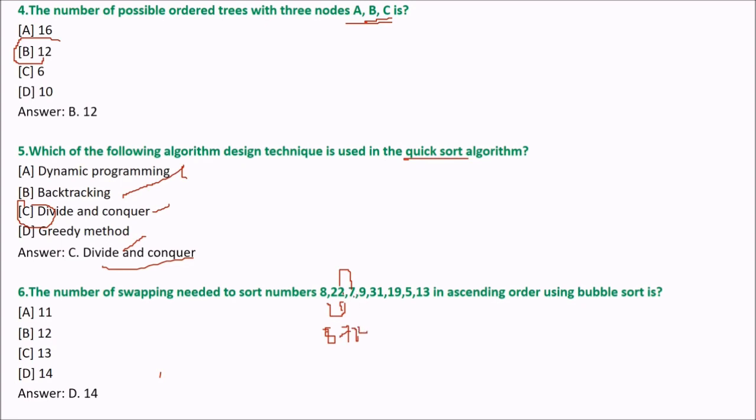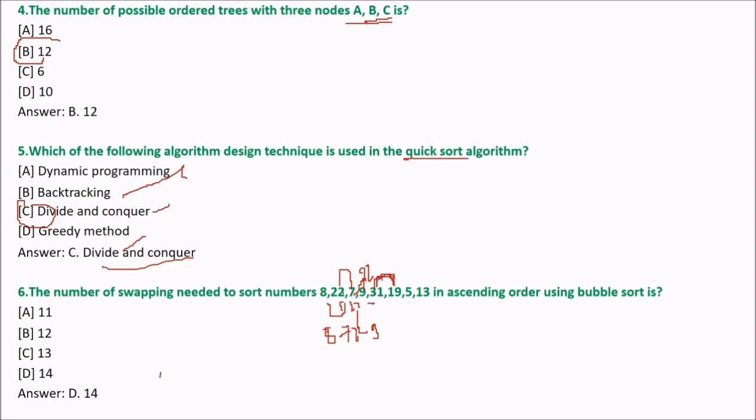Then what? Now 22 is here. We'll check for 22 and 9. Which one is greater? 22. So 9 will be here, and 22 will go here. So 22 will take 9's place. Now which one is greater? 22 and 31. 31 is greater, so we'll not swap anything.